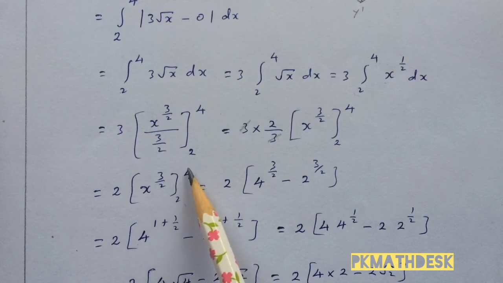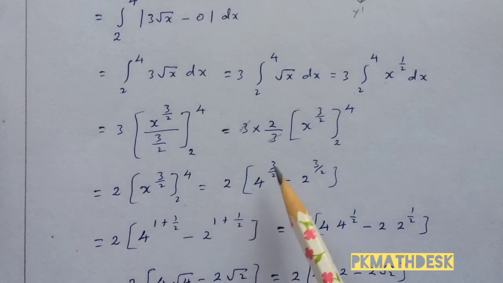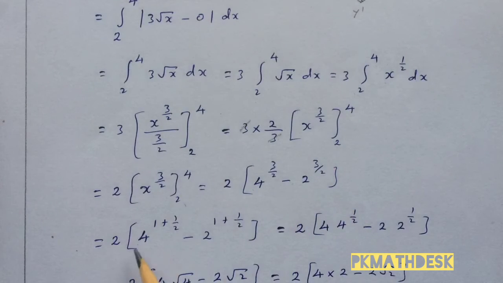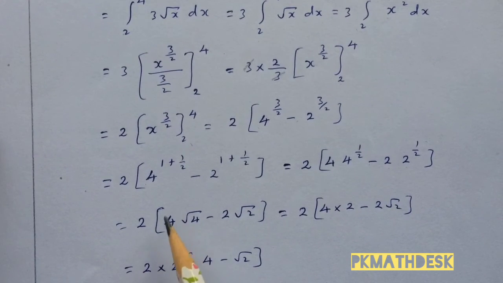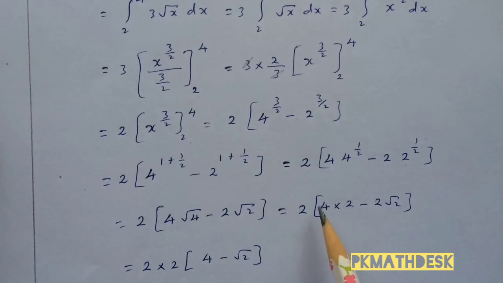Substituting the upper limit x equal to 4 and minus the lower limit x equal to 2. So 2 into 4 power 3 by 2 minus 2 power 3 by 2 equals 2 into 4 power 1 plus 1 by 2 minus 2 into 2 power 1 plus 1 by 2, that is equal to 2 into 4 power 1 by 2 minus 2 into 2 power 1 by 2, equal to 2 into 4 into root 4 minus 2 into root 2, that is equal to 2 into 4 into 2 minus 2 into root 2.